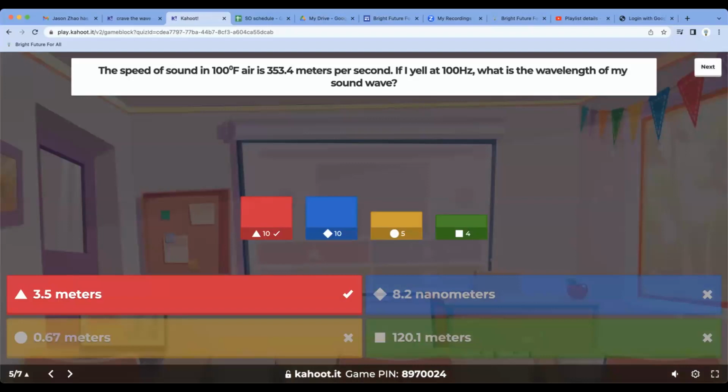To whoever said 8.2 nanometers, sound waves do not go onto the nanoscale. They usually are on the centimeter scale or the meter scale. And if you really want to calculate this out, remember the equation V equals lambda F. Well, we can change the equation into lambda wavelength equals V over F. And when you divide 353.4 meters per second by 100 hertz, then you get 3.5 meters.